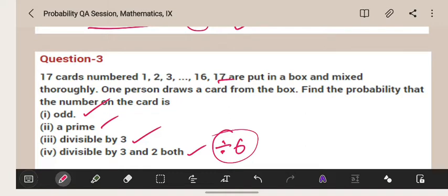Okay. So now tell me, you have got the numbers 1 to 17. Let me discuss it here first of all. Out of 1 to 17, first of all, take out all the odd numbers.